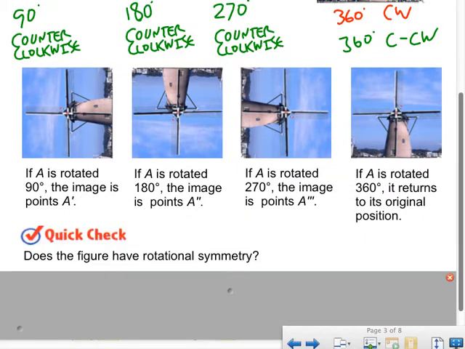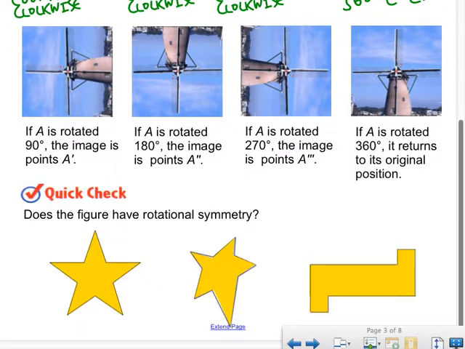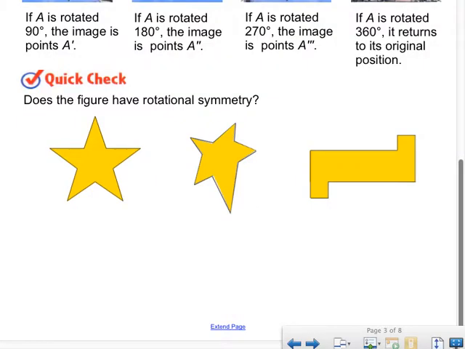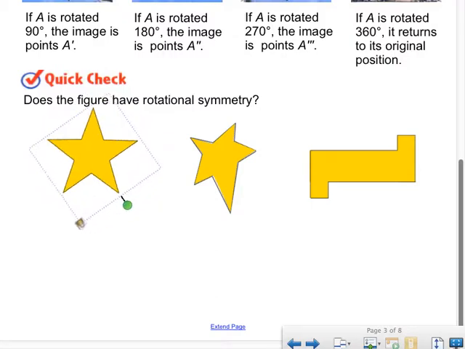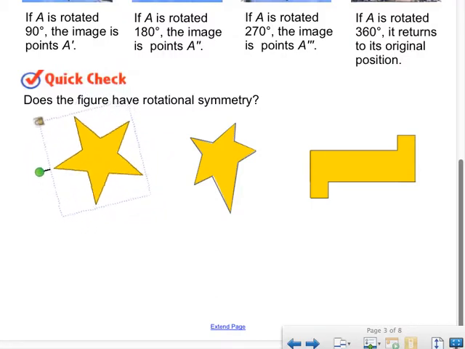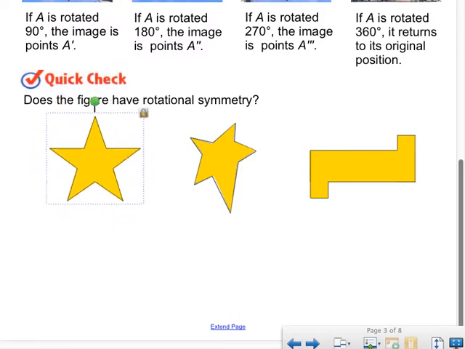All right. Now, take a look at this. Does the figure have rotational symmetry? Remember the definition up above said if you can rotate it 180 degrees or less and it looks like the original, then you have rotational symmetry. Can I rotate that less than 180 degrees and have it look like the original? How many different positions can I rotate this so that it looks like the original? 5. Let's go through and count them. 1, 2, 3, 4, 5, right?